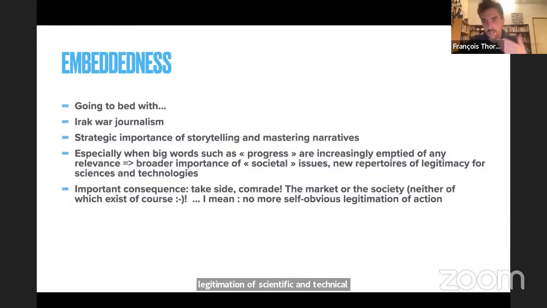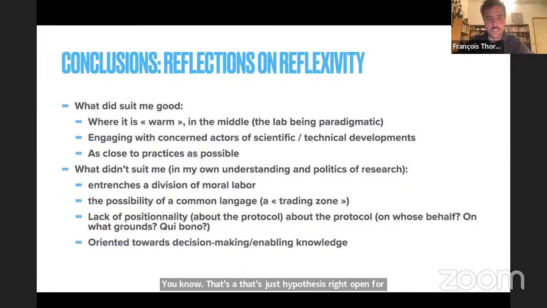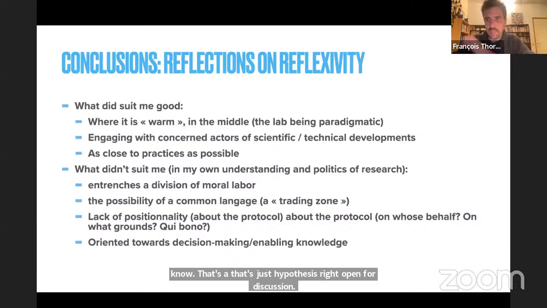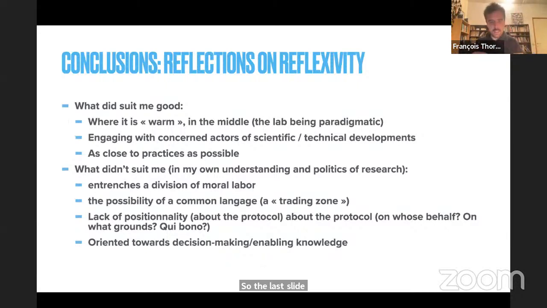which are the result of the fact that progress is no longer self-explanatory or self-evident. So that's just a hypothesis, right? Open for discussion. So the last slide to conclude with this, and I hope I was clear.